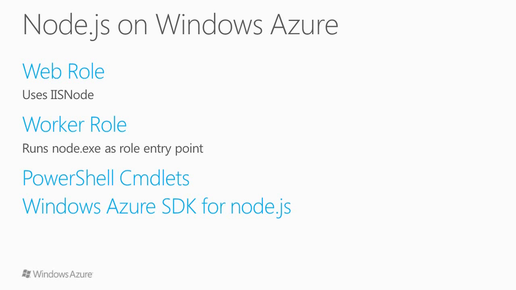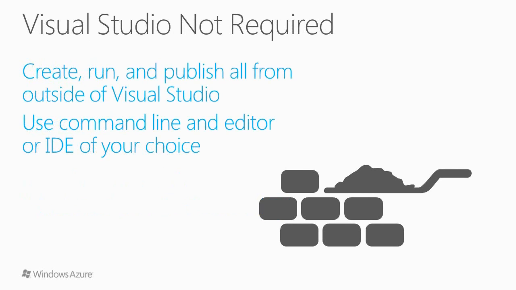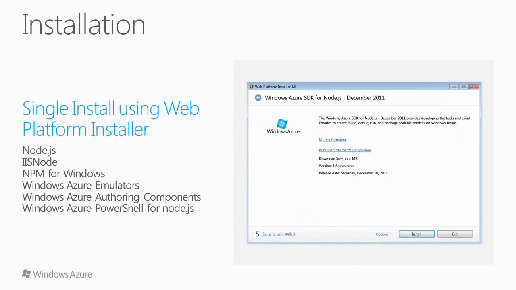The full source code for the Node SDK and other Windows Azure SDKs are available on GitHub at github.com/WindowsAzure. One important thing to note here is that you do not need Visual Studio to build, deploy, or manage Node.js applications on Windows Azure. All you need to develop and deploy your apps is a text editor of your choice, such as Notepad or Sublime Text, and the PowerShell commandlets. As mentioned, the easiest way to get started with Node.js Windows Azure development is to use the Web Platform Installer.